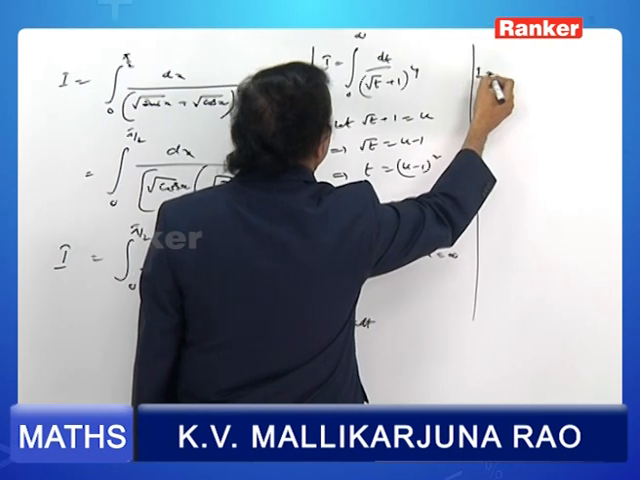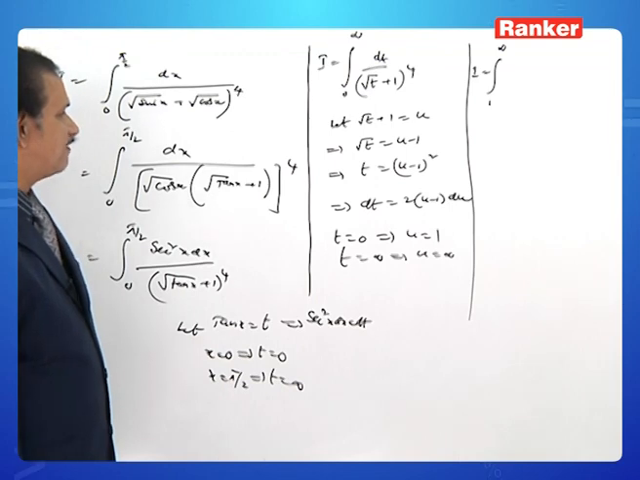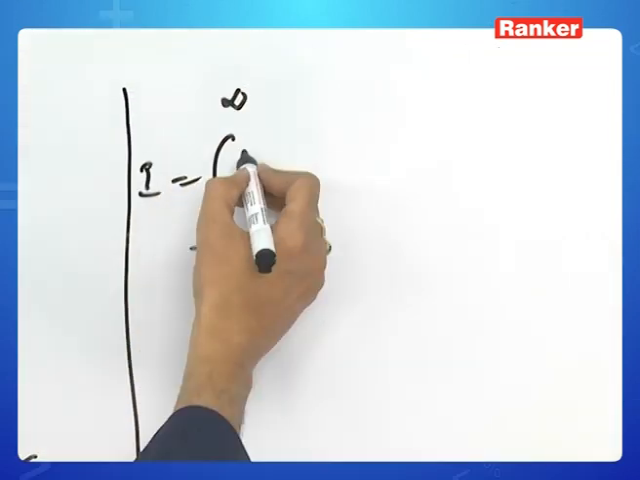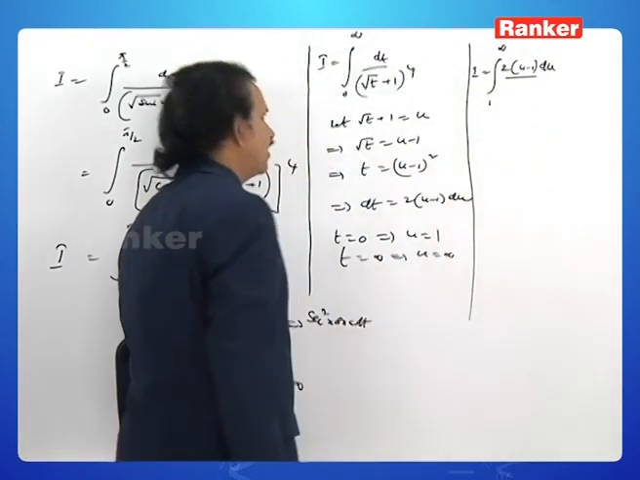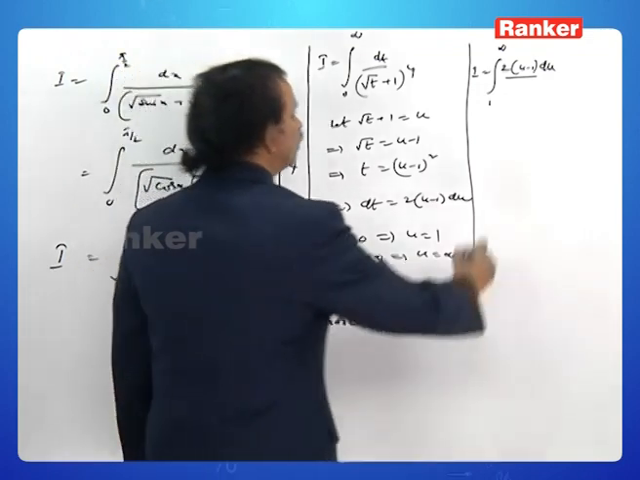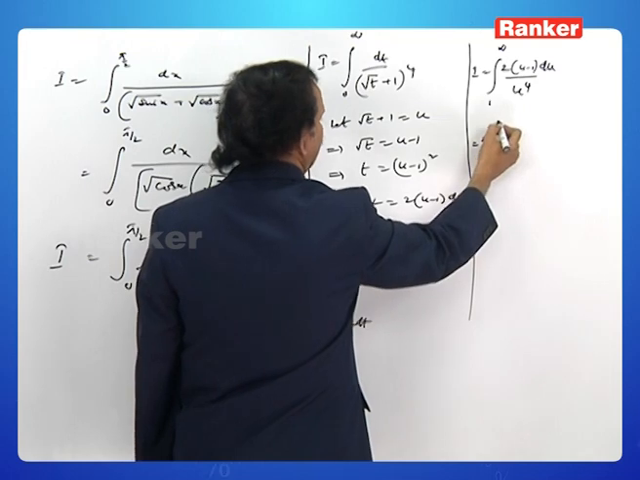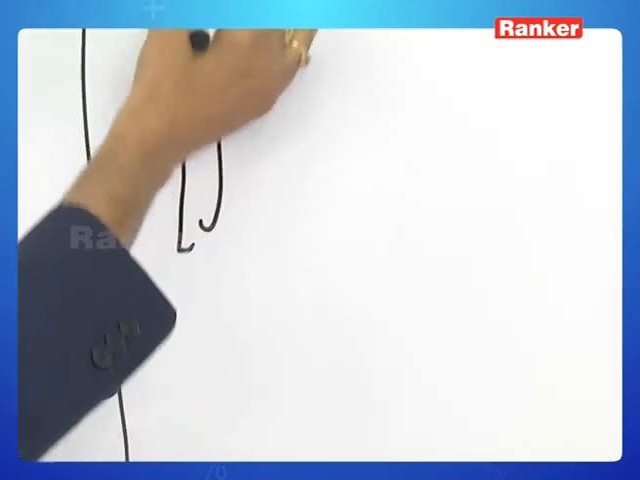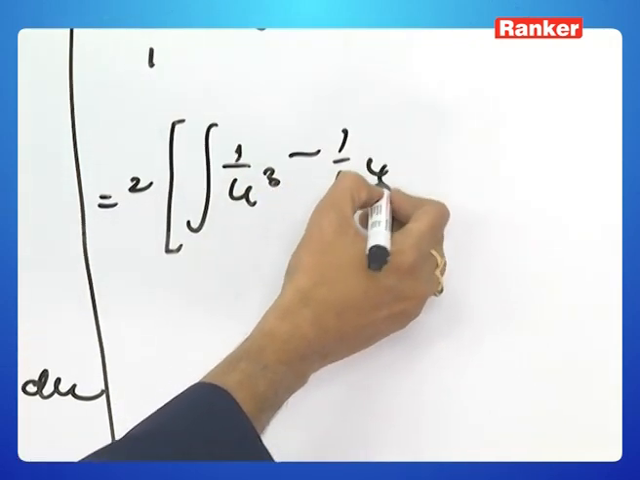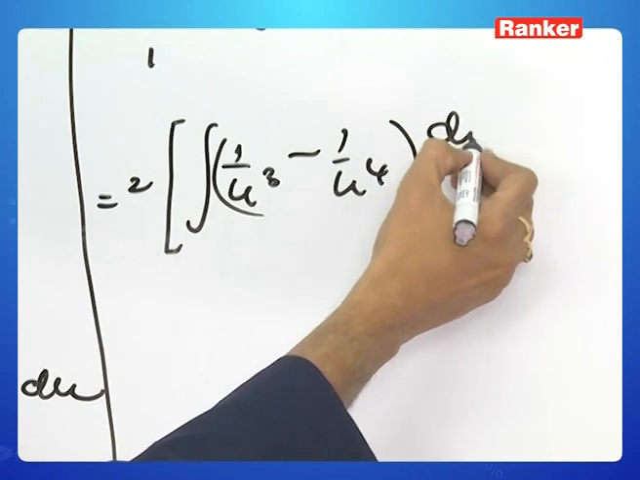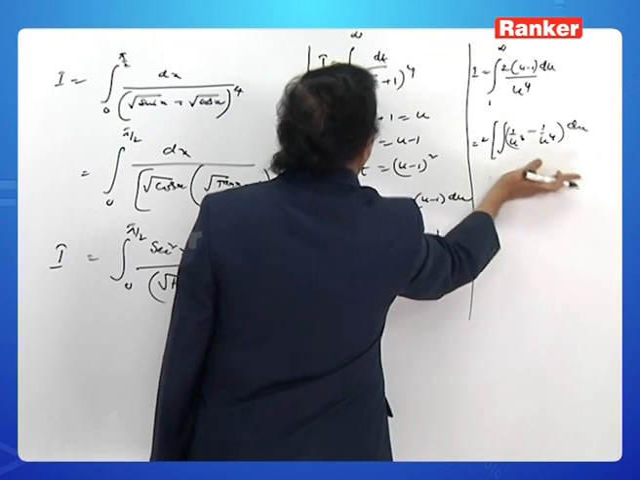I is therefore equal to integral 1 to infinity. Instead of dt, you are supposed to write 2 into u minus 1 du. Instead of root t plus 1, you are supposed to have u power 4. And of course, it is very easy to simplify. 2 into integral of u by u power 4 is 1 by u cube minus 1 by u power 4 du between the limits 1 to infinity.